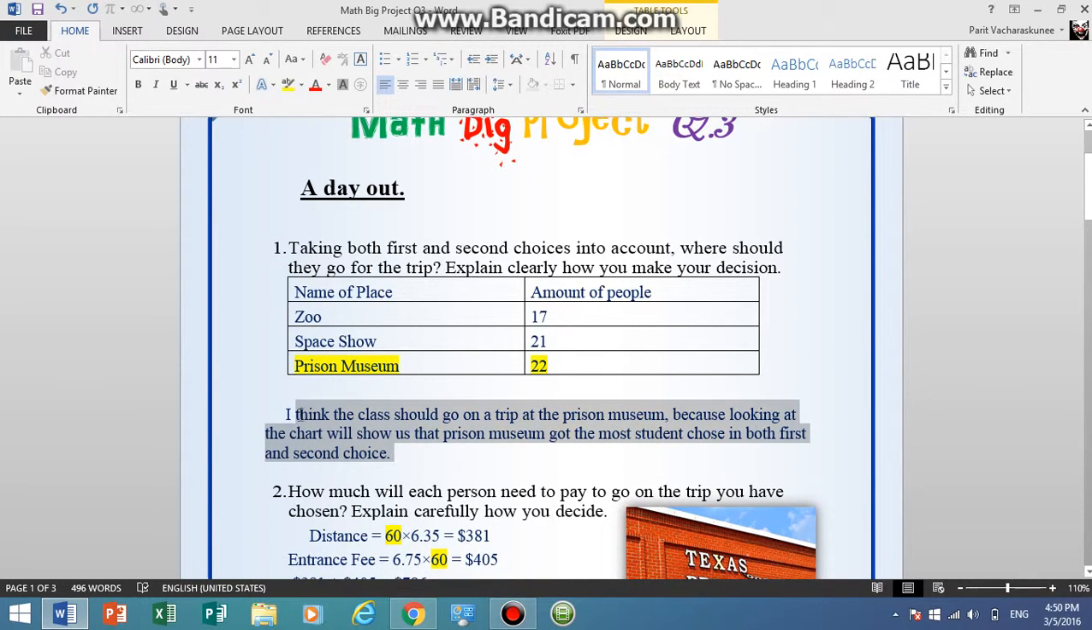This is my answer. I think the class should go on a trip to the Prison Museum, because looking at the chart shows us that the Prison Museum got the most students choosing it in both first and second choice.